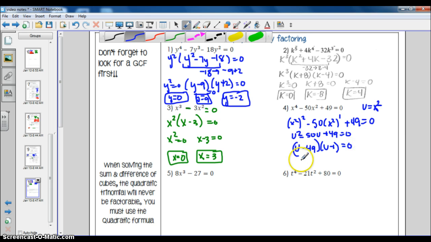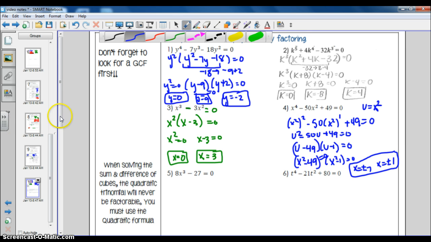And then we can now go ahead and put back our x squared, and then we can finish solving. So for this part, we've got x squared minus 49, which we can add 49 and then square root. So x equals plus or minus 7. Here we can add 1, then square root, so x equals plus or minus 1.